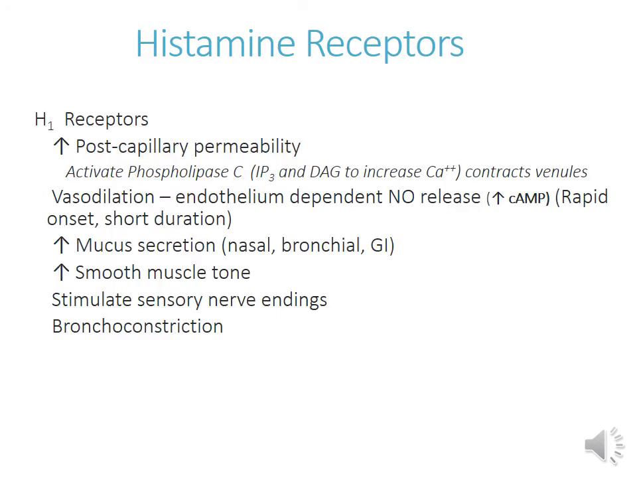So H1 receptors are responsible for this post-capillary permeability. If you remember your secondary messengers, it works via the phospholipase C pathway and the IP3 and DAG and all that. But essentially by increasing the permeability, making things more leaky, that's where you're seeing a lot of that vasodilation and the edema occurring there. You're also going to see more mucus secretion, so somewhat in the GI tract, but certainly in the bronchial tract and nasal tract. You end up seeing some increased smooth muscle tone. You also will make certain sensory nerve endings more sensitive, and then you also worry about things like bronchoconstriction as well.